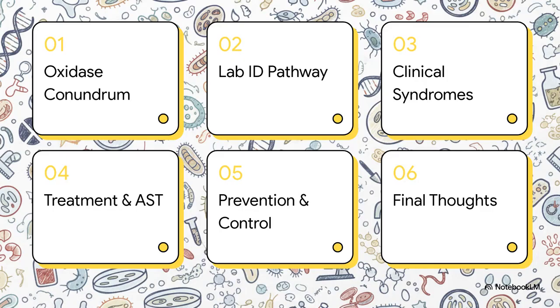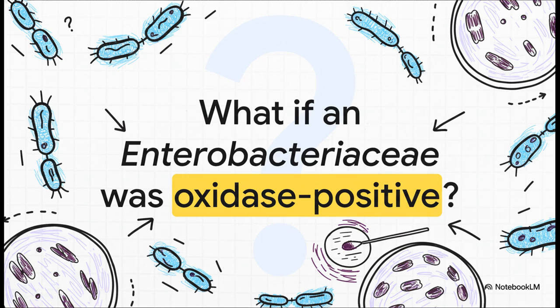So, here's how we're going to break it down. We'll frame this whole thing as a diagnostic challenge, starting with its really unique taxonomic puzzle. Then we'll walk right through the lab identification path, look at its clinical impact, talk treatment, and finally, wrap up with prevention and control.